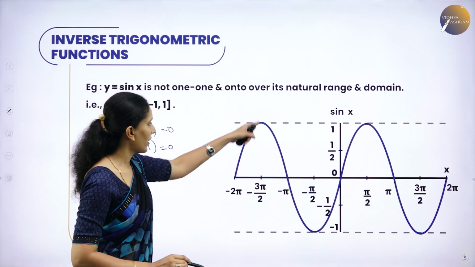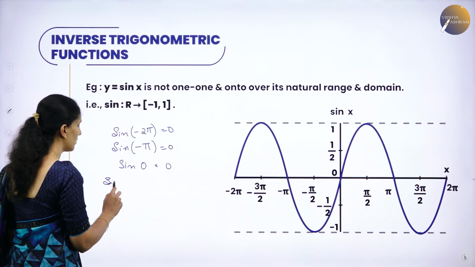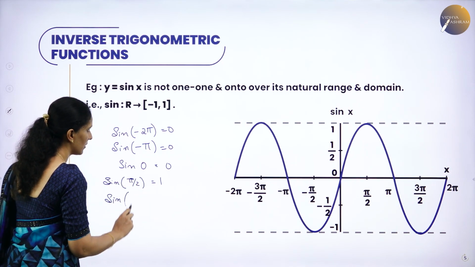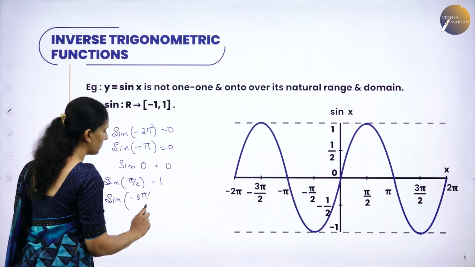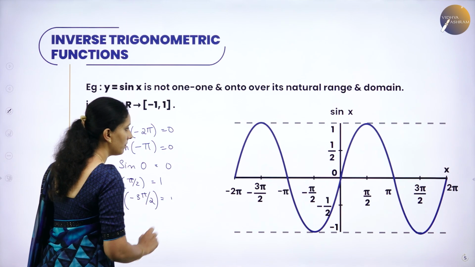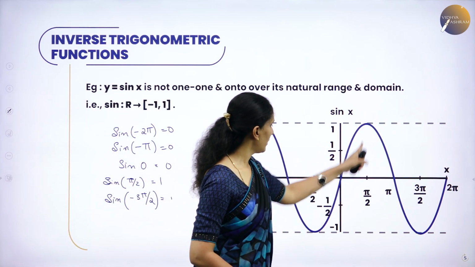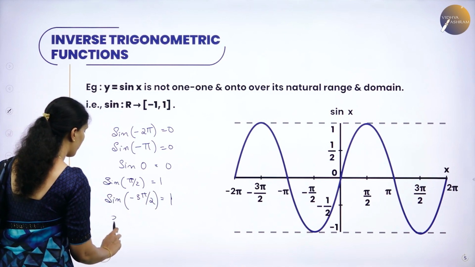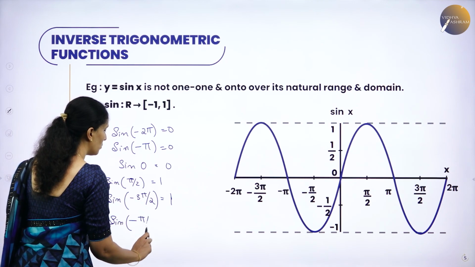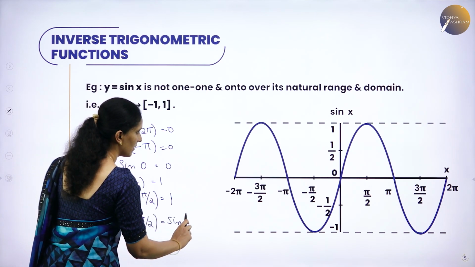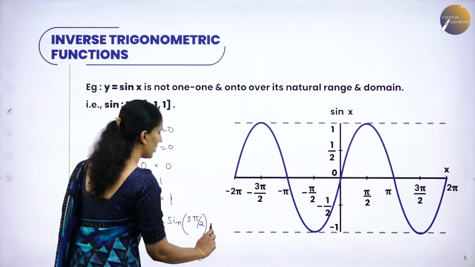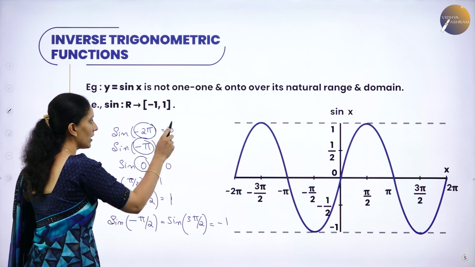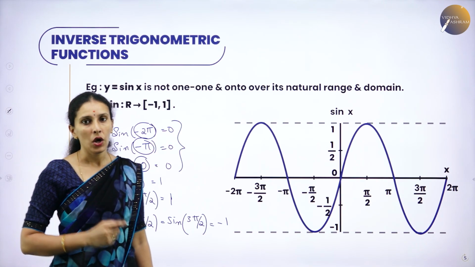Similarly, it goes on, and you can see here sin(π/2) is 1, sin(-3π/2) is 1. Similarly, you can also see that here it goes on, and one more we can say here, sin(-π/2) as well as sin(3π/2) contain the value minus 1. Even though the domain elements are different here, their images are the same. Hence, it cannot be a 1-1 function.